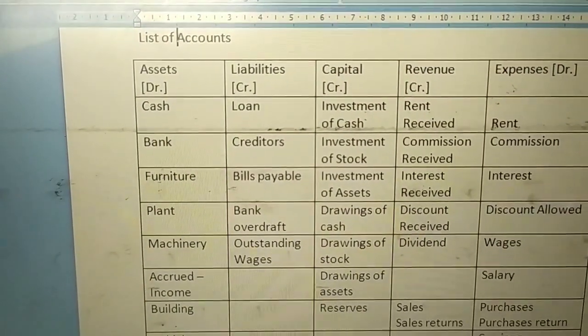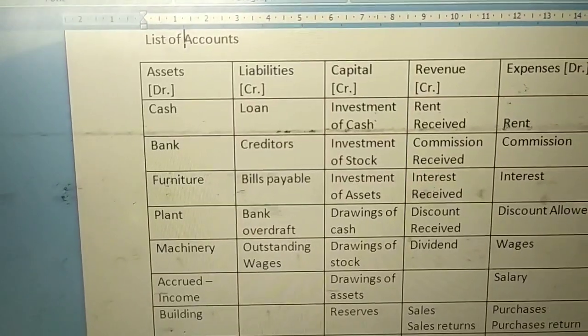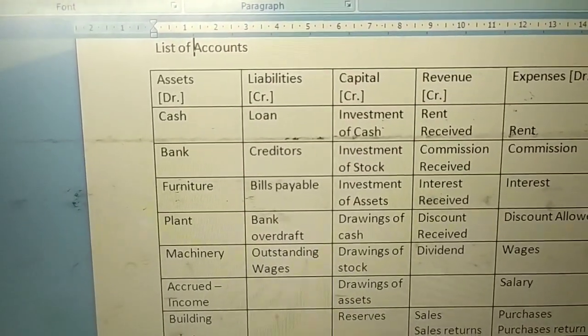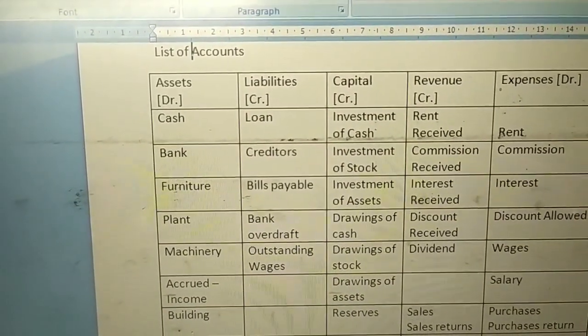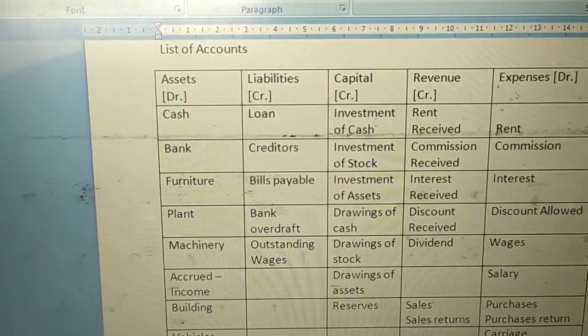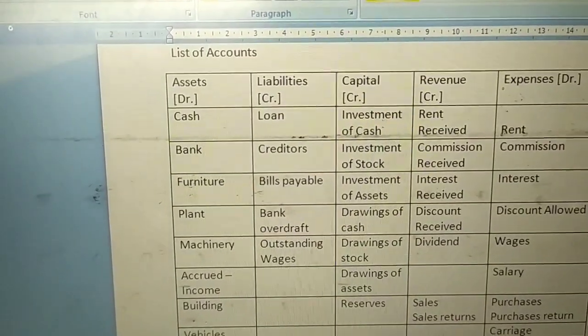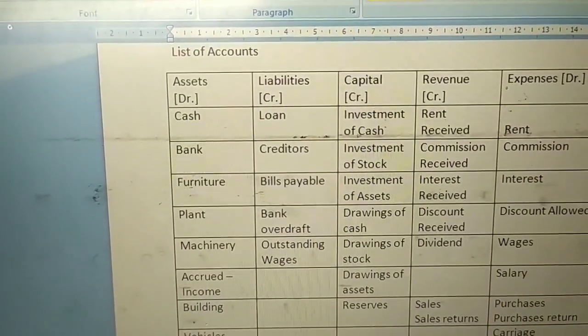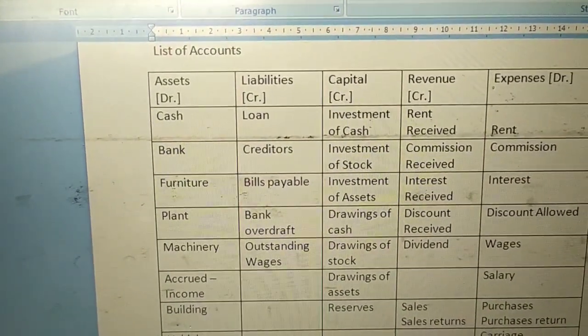If the owner draws something, that is reducing the capital. He draws cash out of the business, he draws stock out of the business, he has taken away an asset out of the business. They are all capital, but they reduce capital. Reserves is a part of profit which is reinvested in the business. That is also a part of capital only.